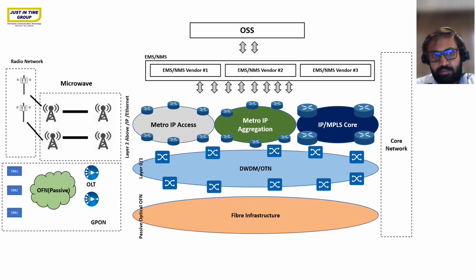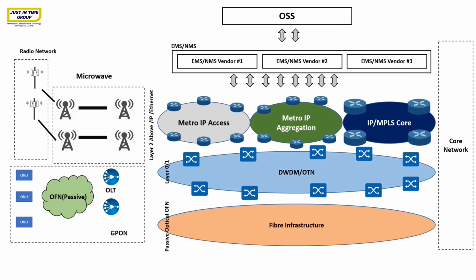So this is how a typical telco transport network would look like. Usually they have fiber infrastructure. On top of that, they have DWDM and RTN layer. And then on top of that, you can have metro IP access, metro IP aggregation, and IP MPLS core infrastructure. Then you can have microwave infrastructure, then passive optical network infrastructure based on gigabit passive optical network. And you will connect your radio networks to the core network in this manner. And then you can have multiple element management systems from different vendors. So this is how a typical traditional telco infrastructure would look like.